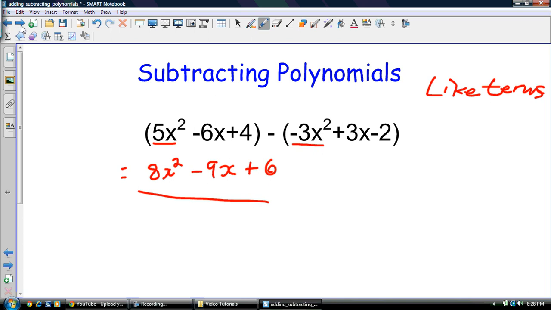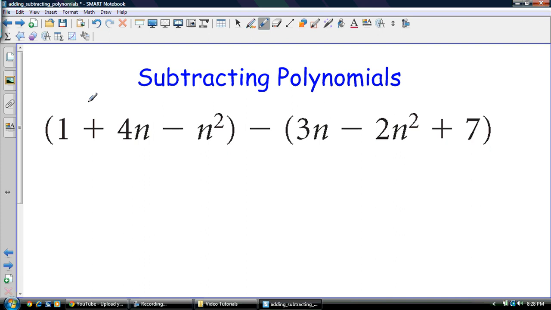Let's do one more subtracting problem because they're the harder of the two types. How about this one? We don't have x's this time, we have n's, and they're rearranged a little bit here. Again, we're looking for like terms, so I have my 1 subtract 7. That's going to be minus 6. Then I have my 4n right here, and I'm going to subtract 3n. Those are like terms. 4n subtract 3n is just going to leave me with n. Then I have my negative n squared subtract my negative 2n. That's the same as negative n squared plus 2n, which leaves me with just n squared.